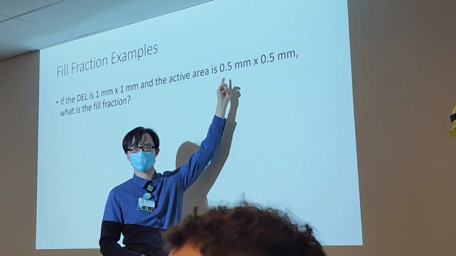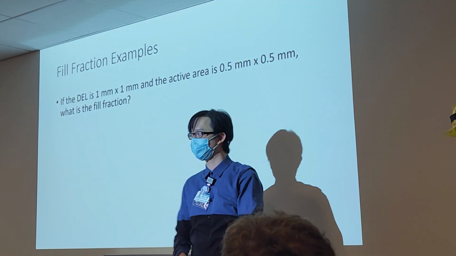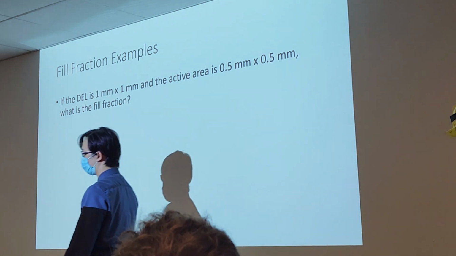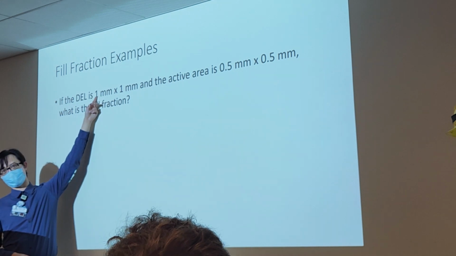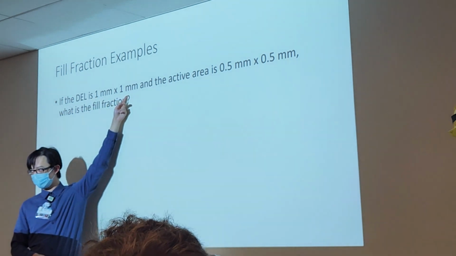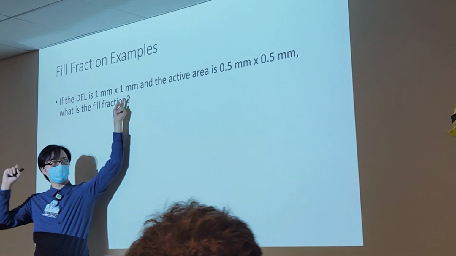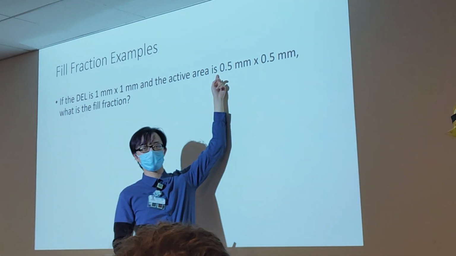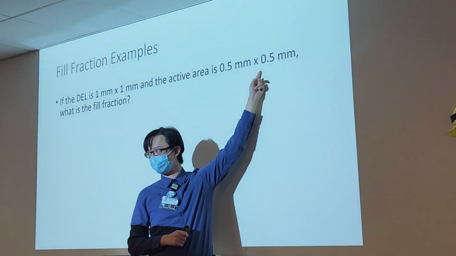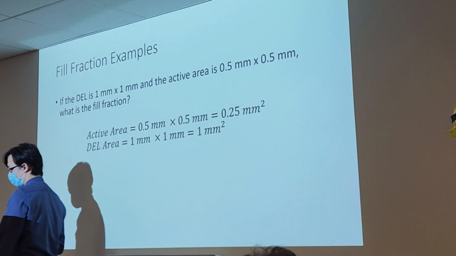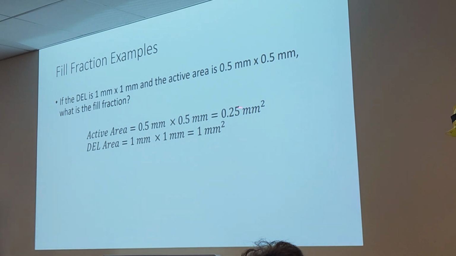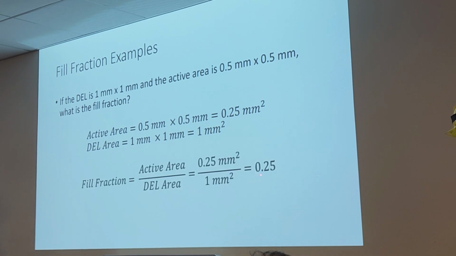Active area is 0.5 by 0.5. Okay. What is the fill fraction? So first, we need to find the area. If the length is 1 and the width is 1, what is the area? 1. 1 times 1, good. If the length is 0.5 and the width is 0.5, what is the area? 0.25, good. Just multiply. And that's your active area, 0.25, just like you said. Total area is 1, just like you said. You divide them, and that's your fill fraction.